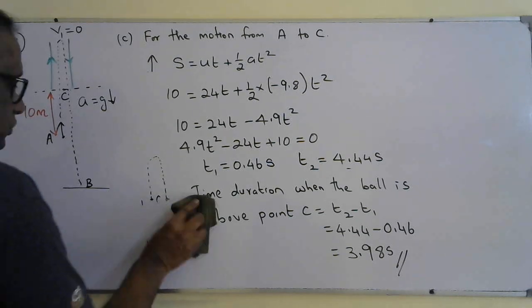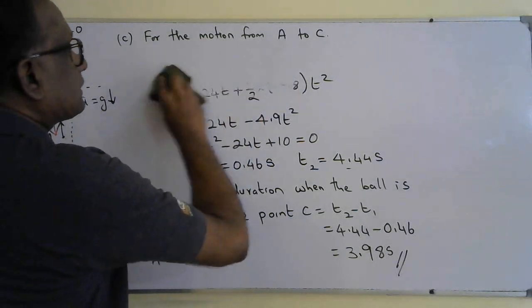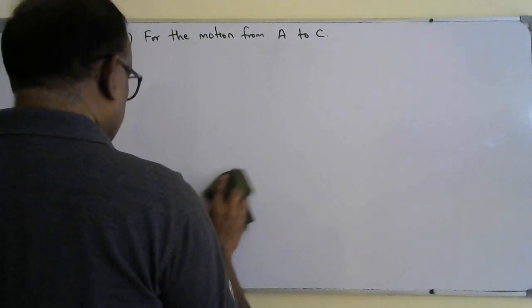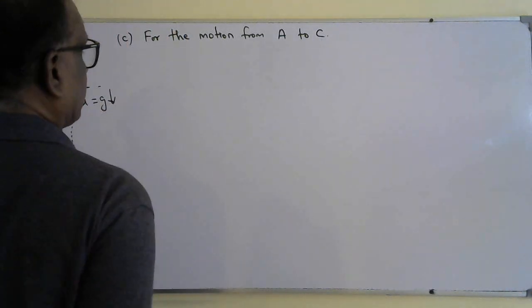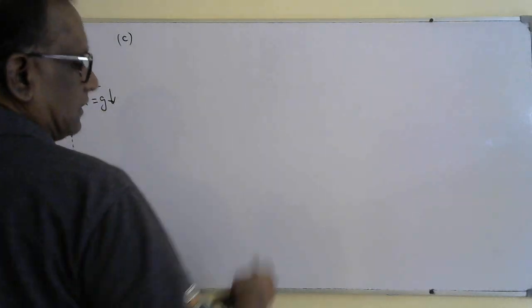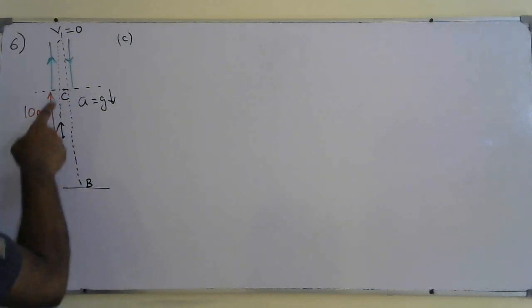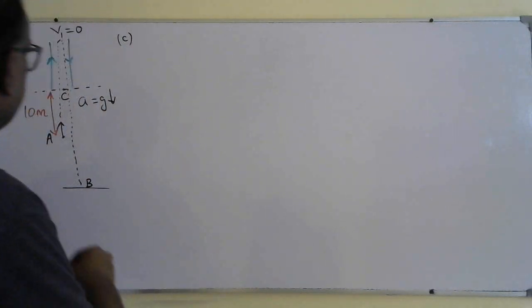Okay, so method 2, that's the same question. We'll do it in a different way so that friends understand more. Here we consider the second method like this. We'll find the velocity at point C when it moves from A to C.